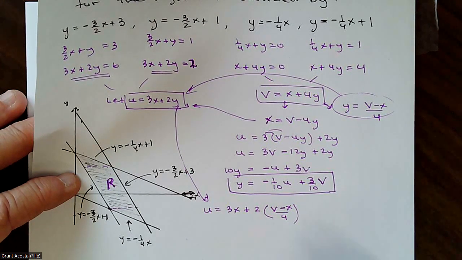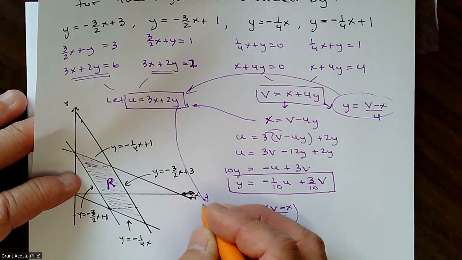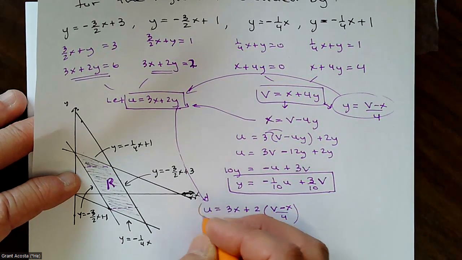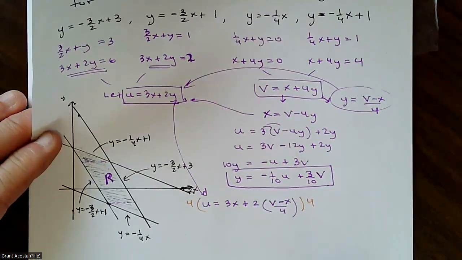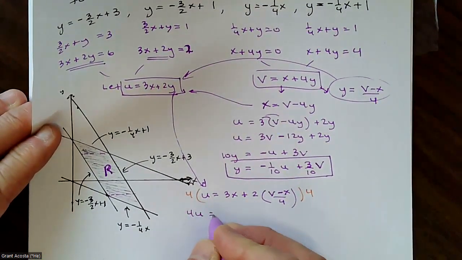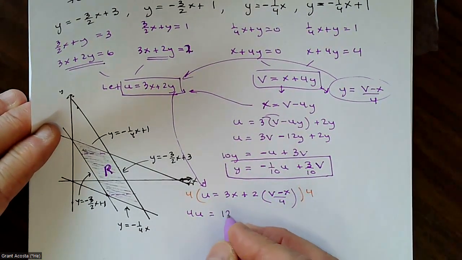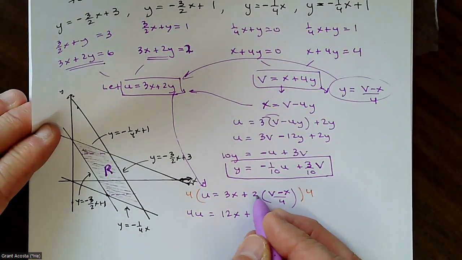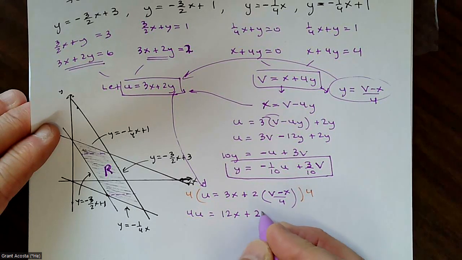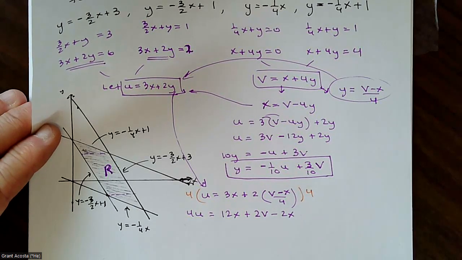We could multiply both sides by 4, since I don't really like dealing with fractions. Get rid of that. 4u equals 12x. Here the 4's will cancel, so it'll be just plus 2 times v minus x, so I'll distribute: 2v minus 2x.